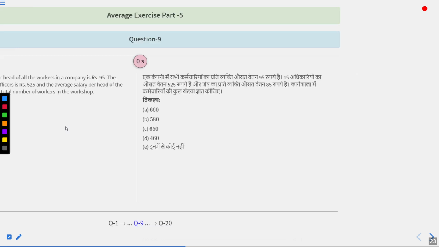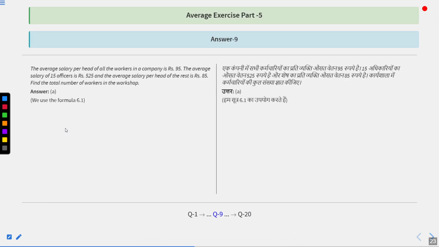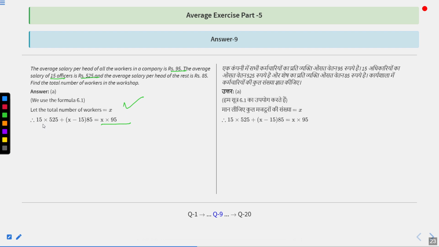Now time's up. Let's see the solution. Now the question says we are going to use formula 6.1. Let the total number of workers in the workshop, or factory, be x. So according to the question, the average salary per head of all the workers in the company is 95. So we let the total number of workers be heads, so the total expenditure will become x into 95. Clear? But in the second condition, it is said that the average salary of 15 officers is 525. So what will be the total expenditure? It will be 15 multiplying by 525.